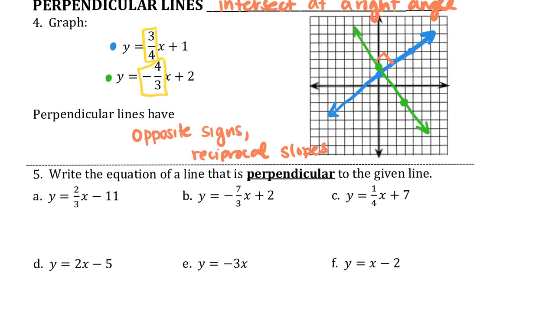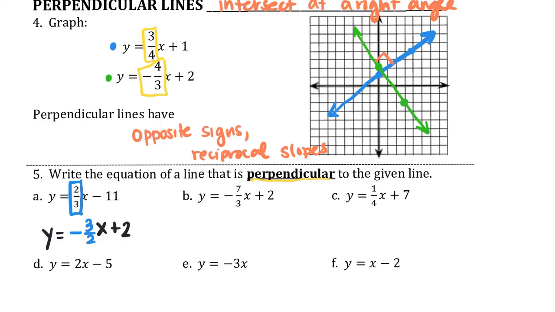Okay, so let's look at these. It just says write the equation of the line that is perpendicular. And make sure you read the directions, because sometimes it says parallel, sometimes it says perpendicular. Okay, so let me look at the slope here. Since this is a positive 2 over 3, I want this to be negative. Since it's 2 over 3, I'm going to make it 3 over 2 x. Now the y-intercept doesn't matter. It just puts it somewhere on the graph. So I can put any number I want there.